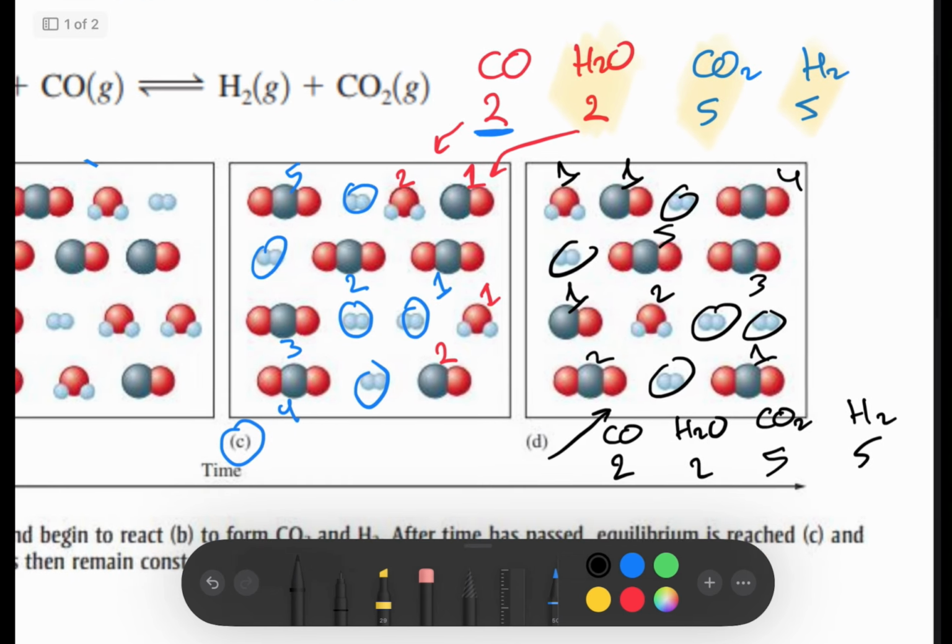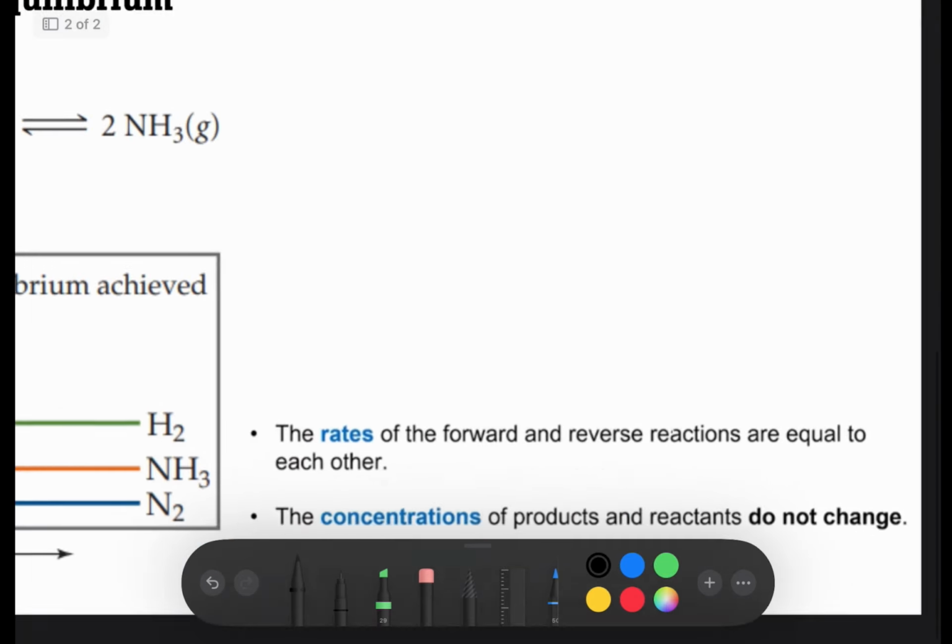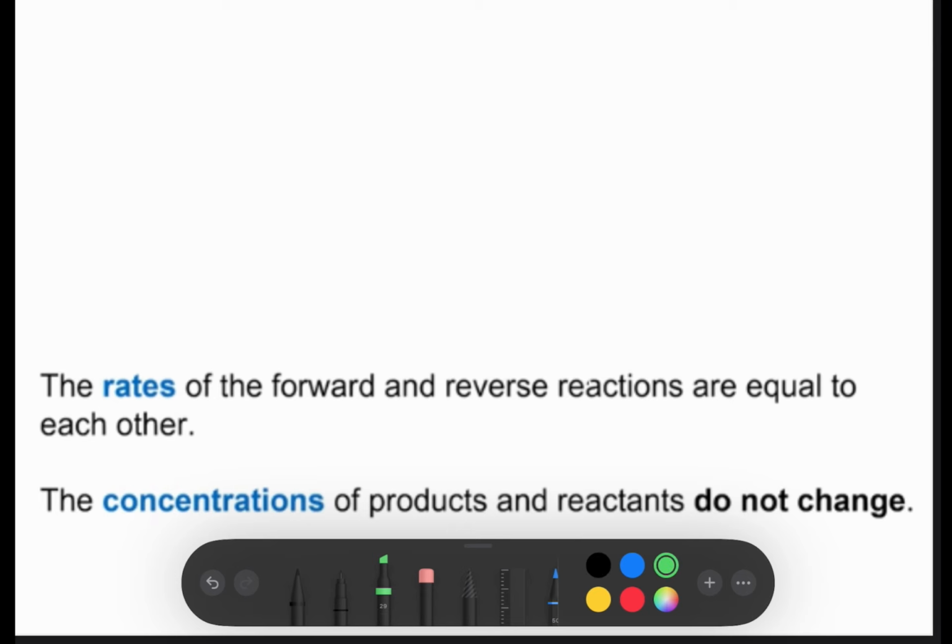At that point, you can see that from C to D, we have a fixed amount of products and reactants. The products have a constant concentration or constant number of particles, and the same thing is repeated with CO and water. So what do we conclude at that point? We conclude that the concentrations of the products and reactants do not change. And since we're in an equilibrium state, the rate of the forward reaction is going to be the same as the rate of the reverse reaction.